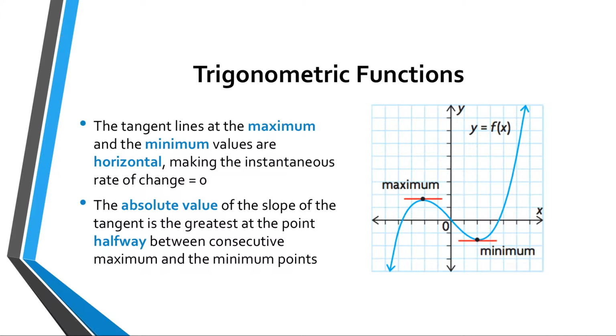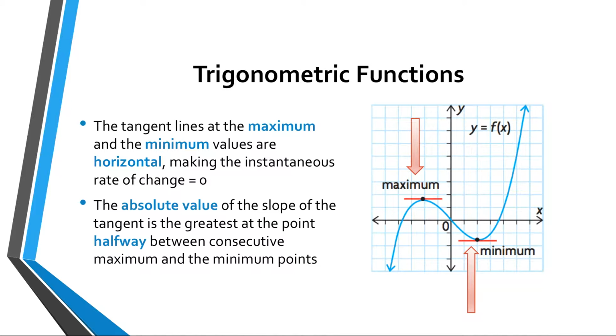You now know how to find the average and instantaneous rates of change and apply these learnings to rational functions. I will now explain how to apply these concepts to both trigonometric and exponential and logarithmic functions. Trigonometric functions use rates of change the exact same way rational functions do. It is just important to remember that the tangent lines in a trigonometric function at the maximum and the minimum values are horizontal, making the slope and furthermore the rate of change 0.